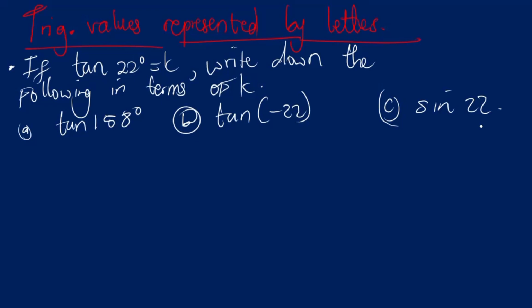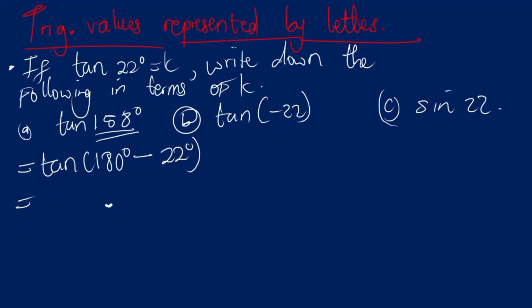So here, in terms of k, how do we do that? First of all, whenever you see a big number like this, just know that in trig, you don't need to use big numbers. So we must use the reduction method. So I'm going to say the tangent of 180 degrees minus how much? 22 degrees, right? We are on A now.